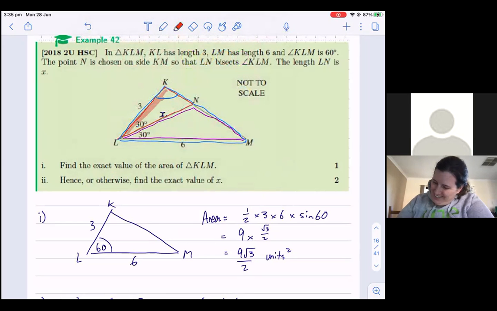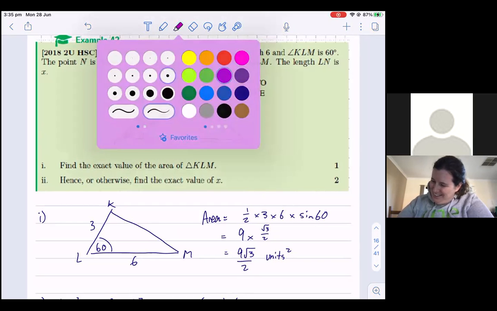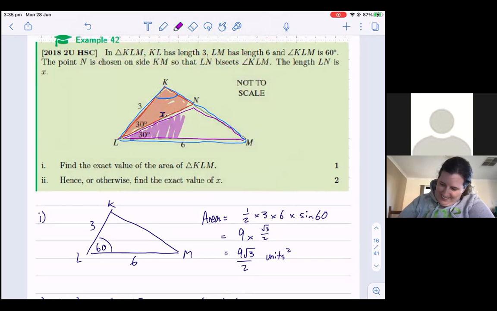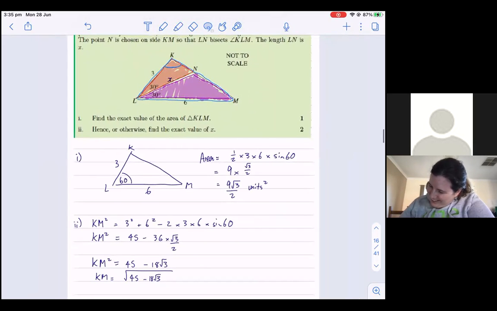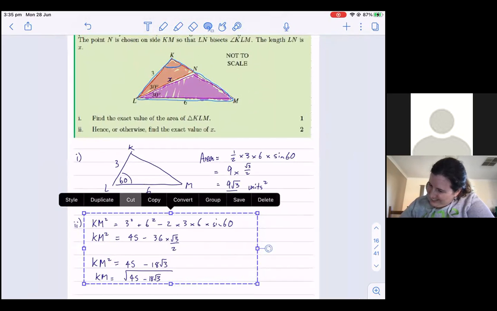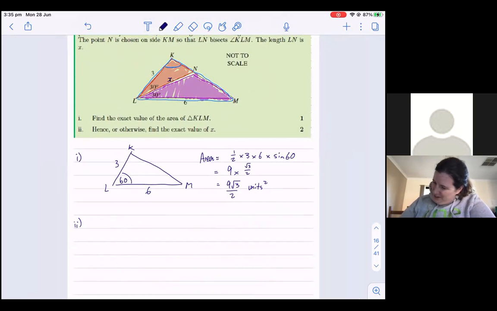This triangle plus this triangle, those areas added together must be 9√3, yeah? Okay. So we know half times 3 times x times sine 30 plus half times x times 6 times sine 30 equals 9√3 on 2. Let's just double everything.